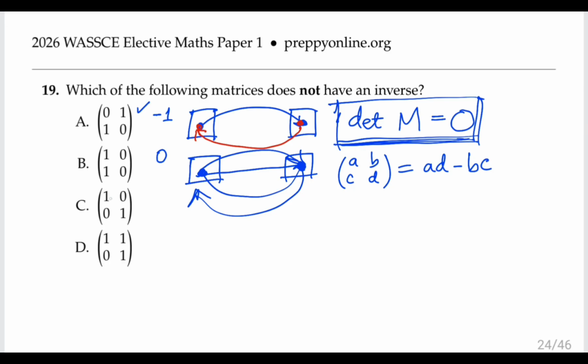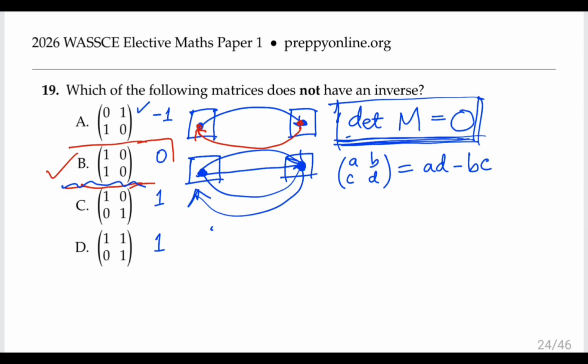But let's continue. So here we have 1 times 1 minus 0 times 0. So the determinant is 1. And then here we have 1 times 1, which is 1, minus 0 times 1, which is 0. So this is the matrix that has a determinant of 0. So by that condition, that when the determinant is 0, there's no inverse, this matrix does not have an inverse.